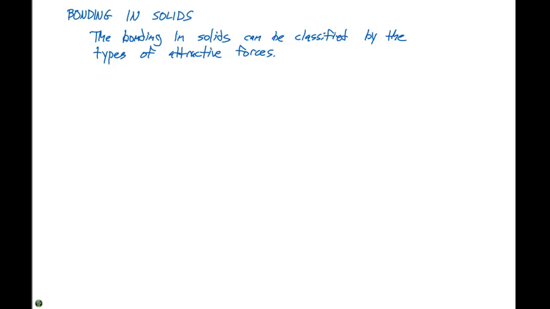So there are four general types of solids that we're going to look at. They're molecular solids, covalent network solids, metallic solids, and ionic solids. So the first is molecular solids.